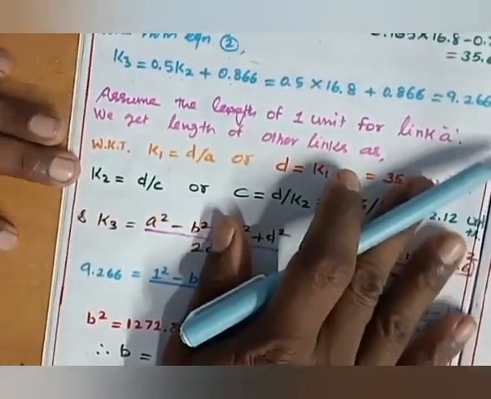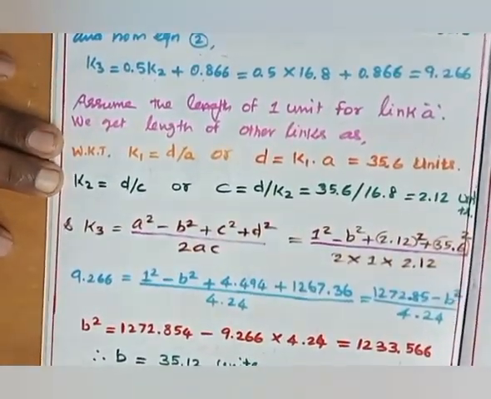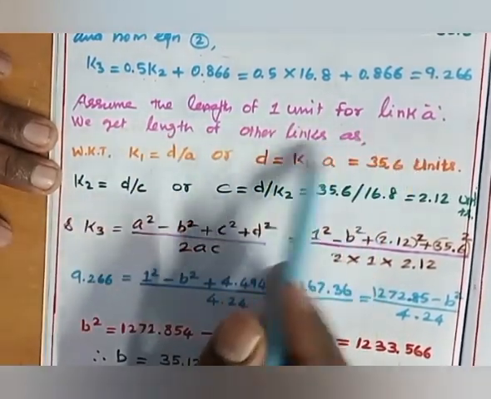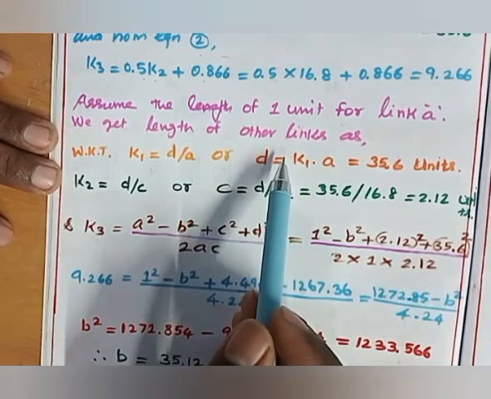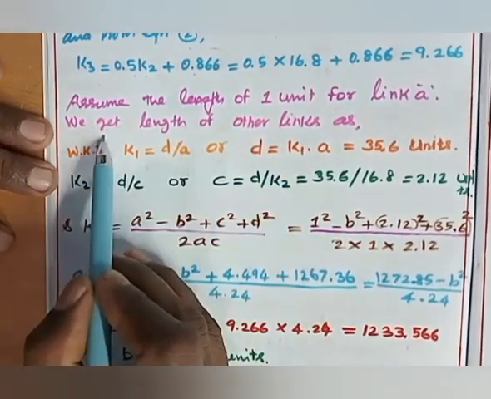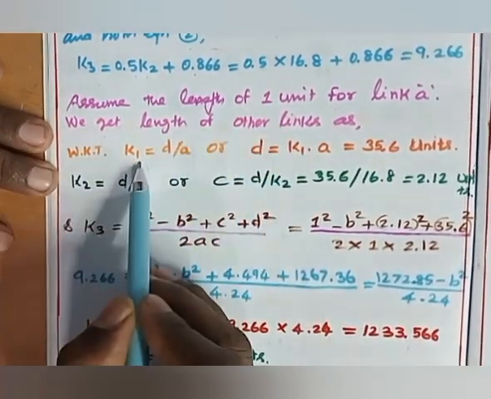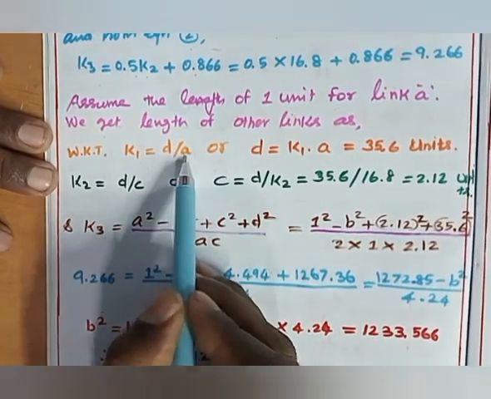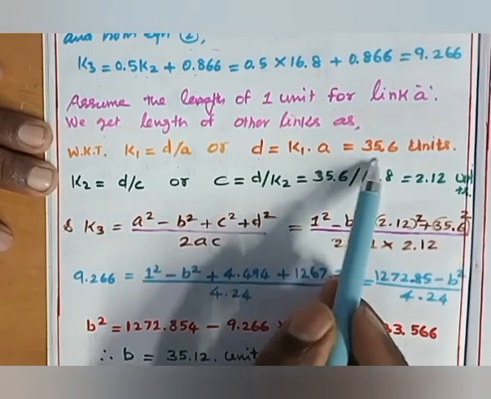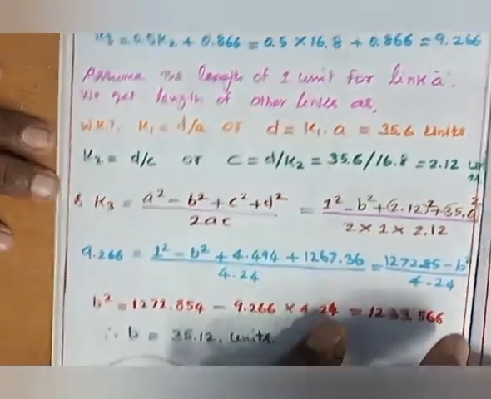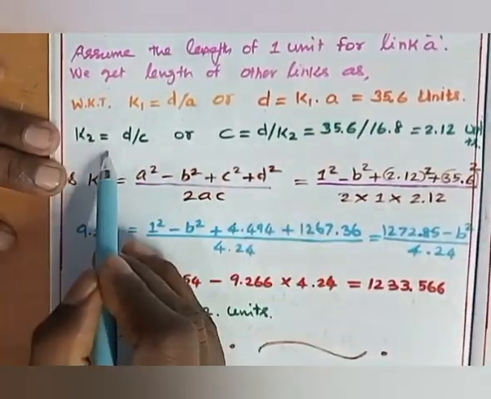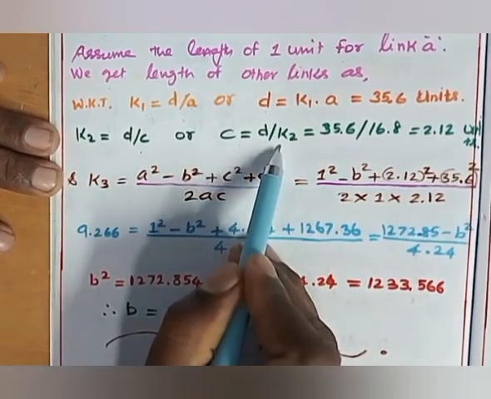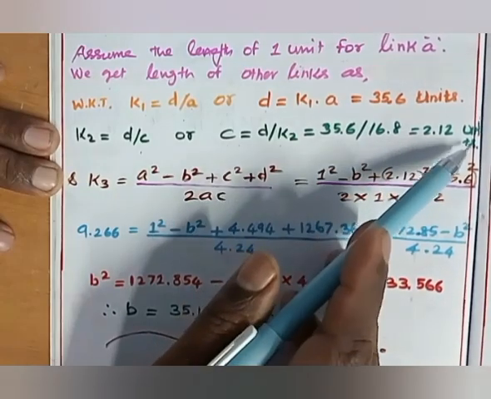Assume the length of the one unit for link A equal to 1. The crank length initially we assume 1, and we get the length of the other links. We know that k1 equal to d by a, that is the formula. Put a equal to 1 here. We obtain d equal to k1 into 1, that is 35.76 units. So k2 equal to d by c, or c equal to d by k2. We obtain c equal to 2.12 units.